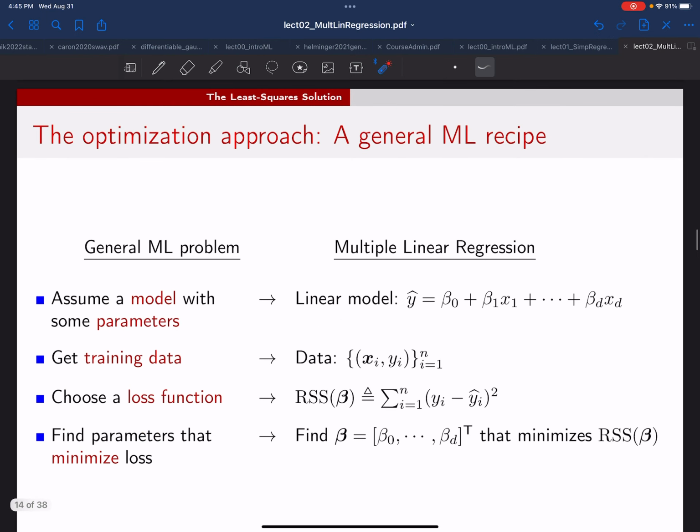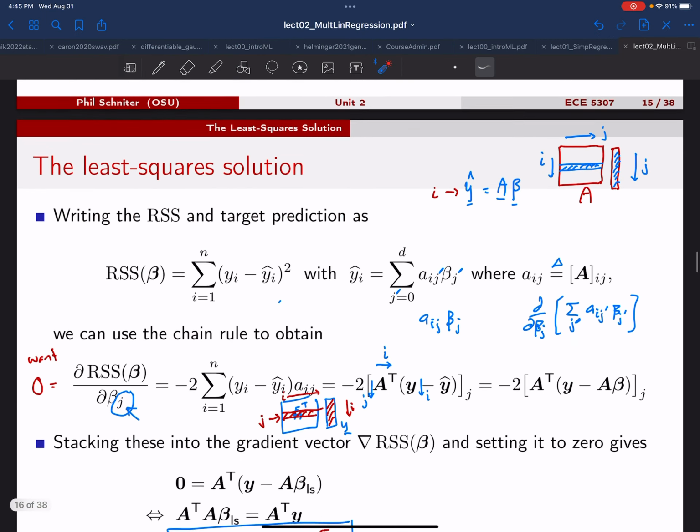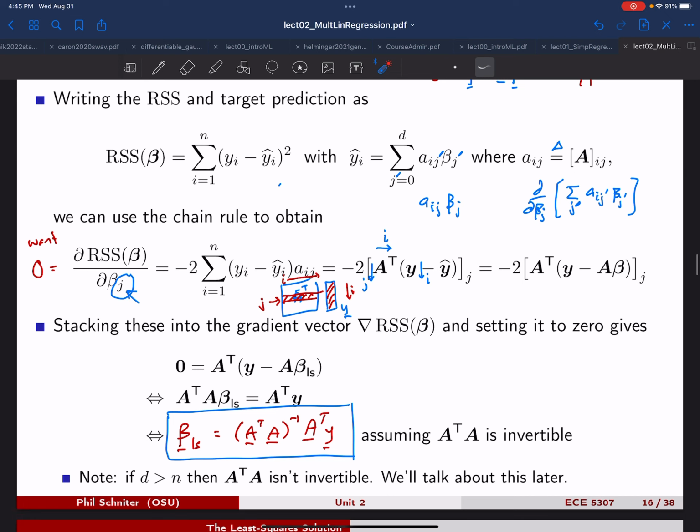Yes? If we're assuming that A is invertible, won't that equation just simplify down to A inverse times Y? Again, A is not even square usually, so A is not invertible. But what's invertible is A transpose A. That's a square matrix, always. And it's going to be invertible if you have enough data and if the data is random enough to give you that inverse. Okay, great. Any other questions?